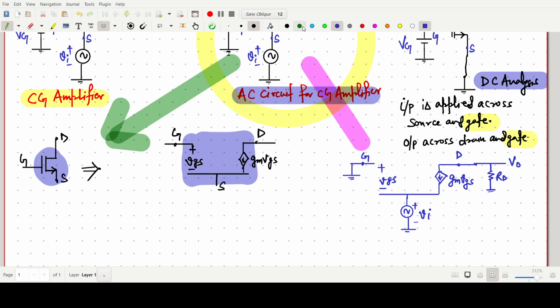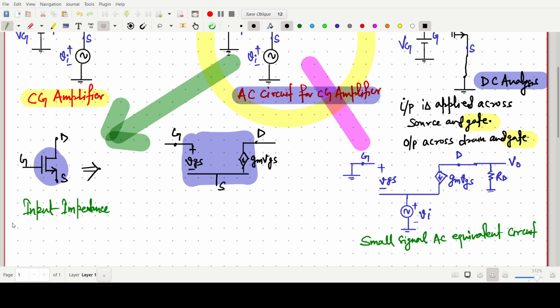For this one we can write a small signal AC equivalent circuit. Okay, this one is a small signal AC equivalent circuit. Okay, so now we have to find the input impedance. So the first thing that we have to find, say, is the input impedance.